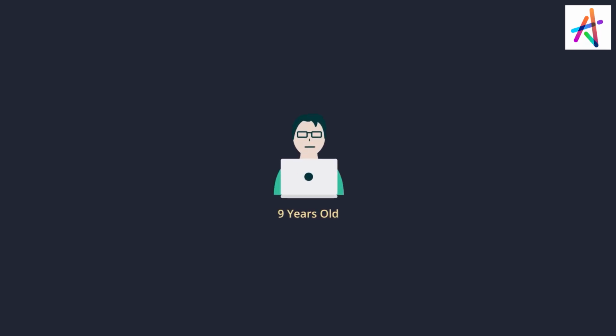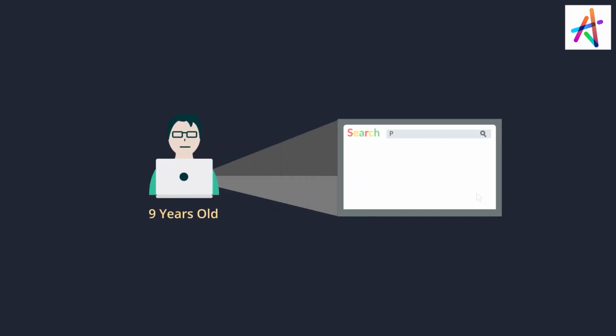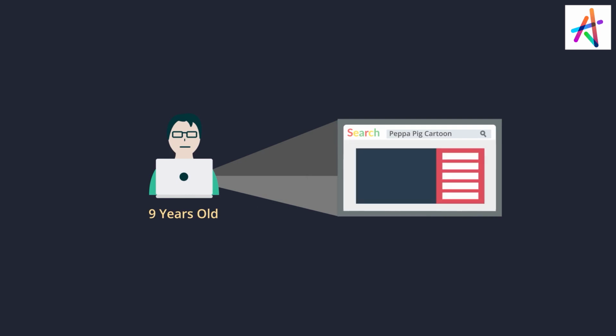A kid who's about 9 or 10 years old goes to Google and searches for Peppa Pig, the cartoon, for example. He or she gets a bunch of results and clicks on the first result. That URL takes the user to an adult website. Remember, this is a 9-year-old kid who's looking for cartoons and is being shown an adult website. Very bad experience. That's an awful experience. You should avoid that. You should not do that.